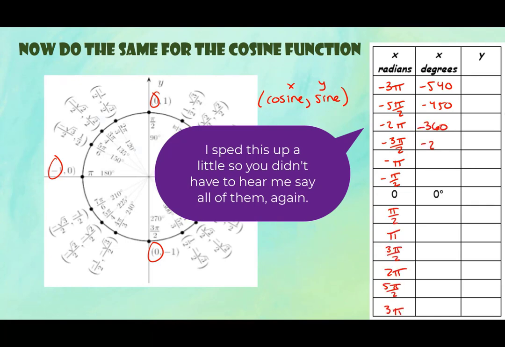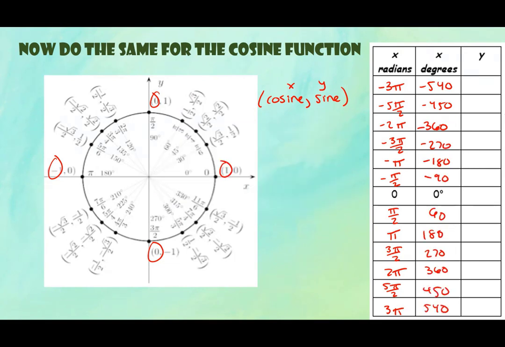Okay, we're getting somewhere here. So we have -360, -270, -180, -90, 90, 180, 270, 360, 450, 550. Okay, we filled out the whole graph.